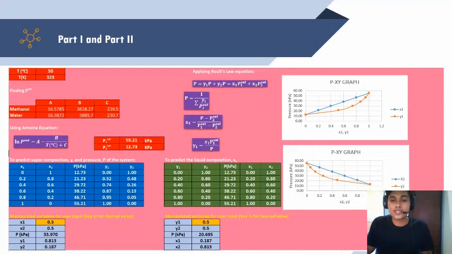Here is the formula that we use to find the values of P, x1 and x2. And this is the graph related to part 2, which is the PXY graph for part 2. The graph of part 1 and part 2 are different, as the equilibrium line and the dew line are different for both graphs. If the user wants to key in their desired value, they need to key in the value of y1.